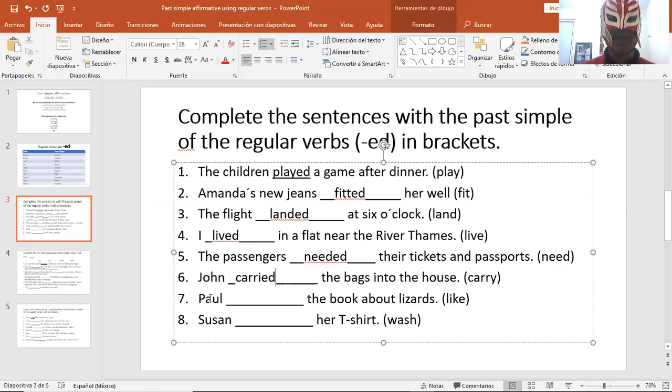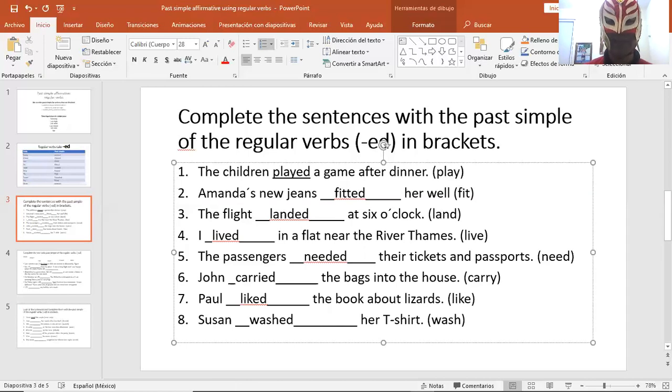Number seven, the verb is like. The past simple of like, liked. Paul liked the book about lizards. And number eight, the verb is wash. The past simple of wash is washed. Susan washed her t-shirt. Okay?